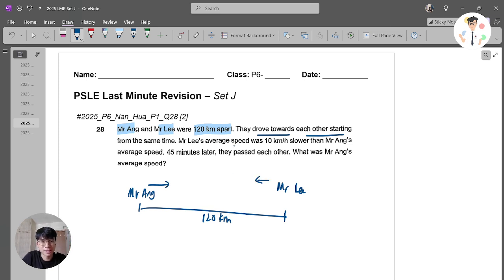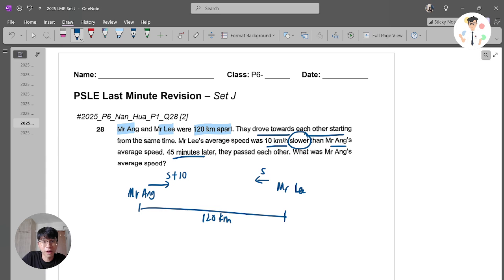And Mr. Lee's average speed was 10 km slower than Mr. Ang. So I can say that Mr. Lee is slower than Mr. Ang, right? So Mr. Ang is actually faster, by how many km? 10 km faster. So if Mr. Lee is S, a variable S, Mr. Ang will be S plus 10, okay?